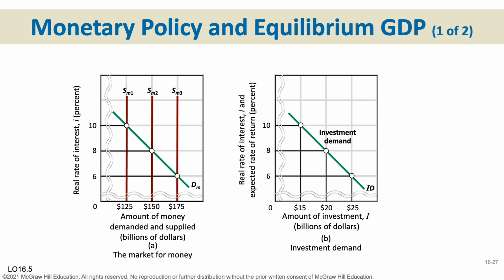The one that we use most often is buying and selling government bonds, open market operations. So in truth, moving us from SM1 to 2 to 3 is primarily a function of the Federal Reserve buying bonds.